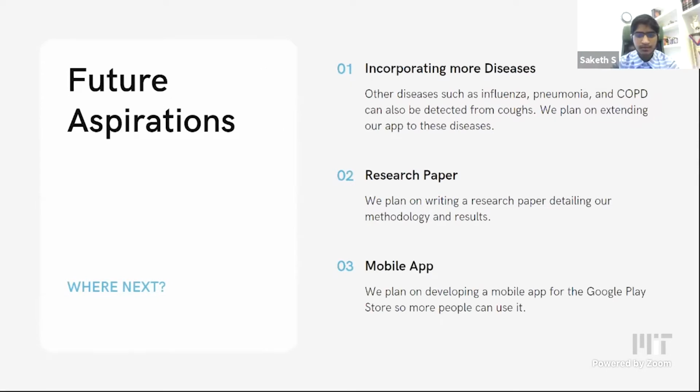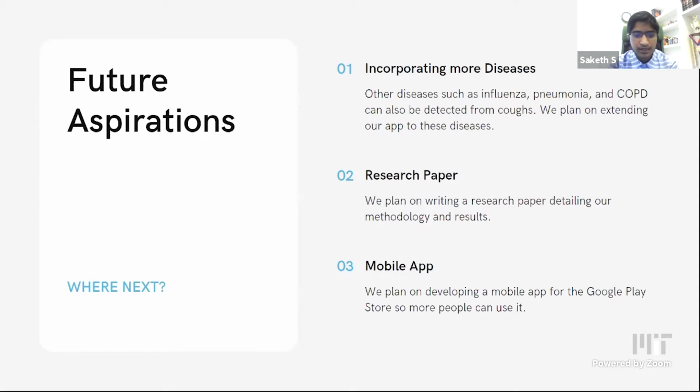So once we were able to see the accuracy of our predictions, we decided to move on to our web app, which you can see later on. So we have 3 future directions after the web app. One is incorporating more diseases. Other diseases such as influenza and pneumonia can be detected from coughs according to clinicians. So we plan on extending our app to these diseases so we can have a broader clinical range.